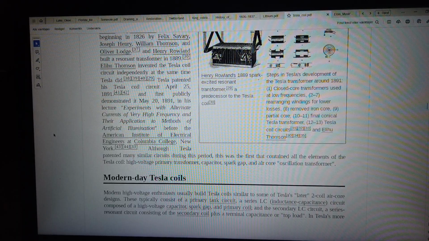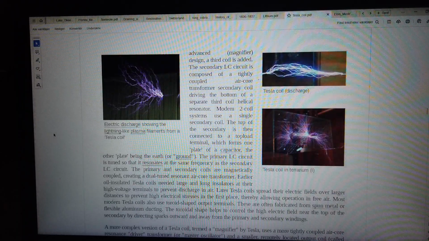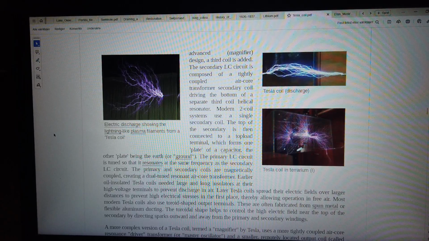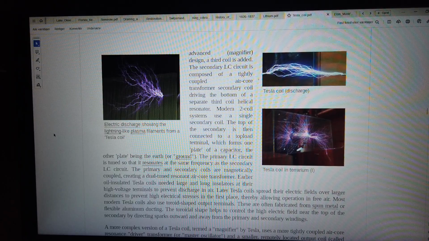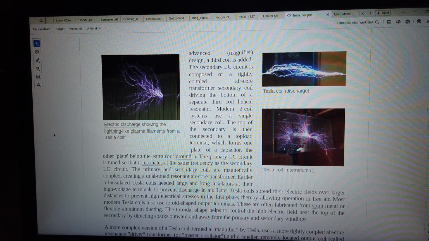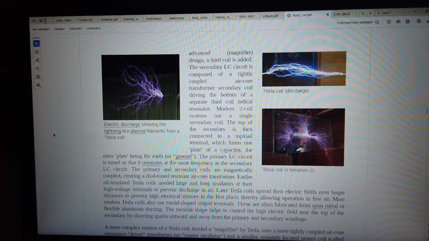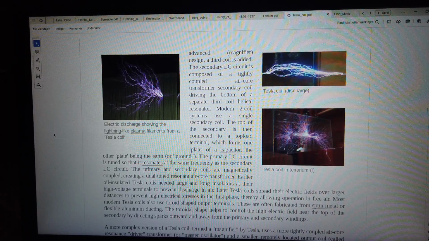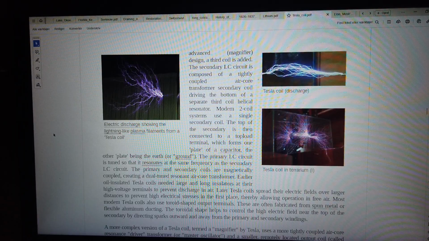In Tesla's more advanced magnifier design, a third coil is added. The secondary LC circuit is composed of a tightly coupled air core transformer secondary coil driving the bottom of a separate third coil, a helical resonator.